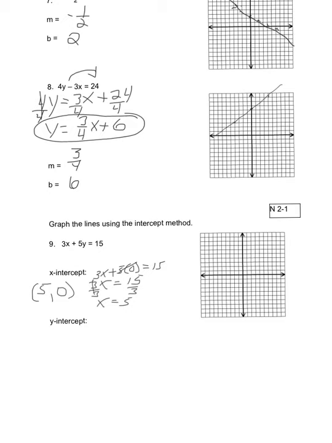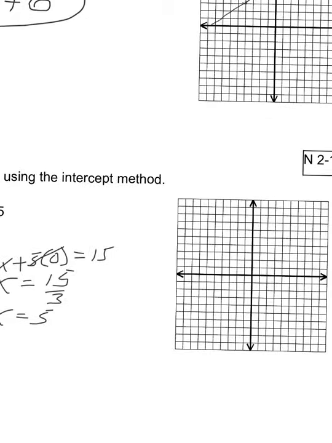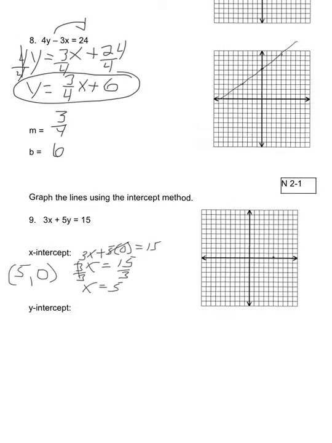So (5, 0), we know that plotting that, and I'll zoom in a bit, would be going over 1, 2, 3, 4, 5, and putting a point. Okay? Now to find the y-intercept, it's just the opposite.